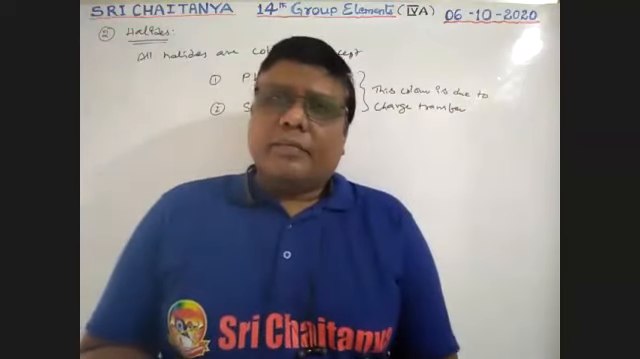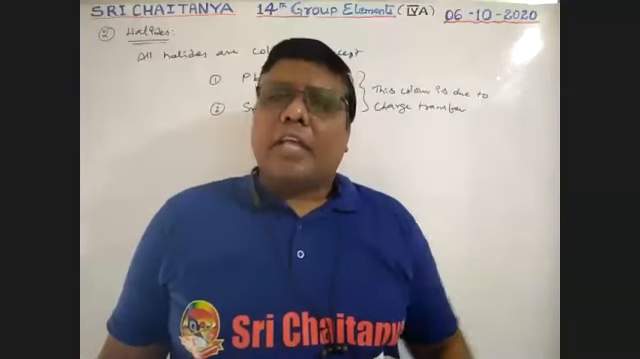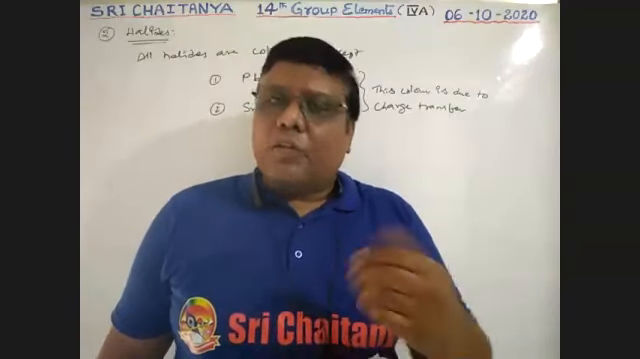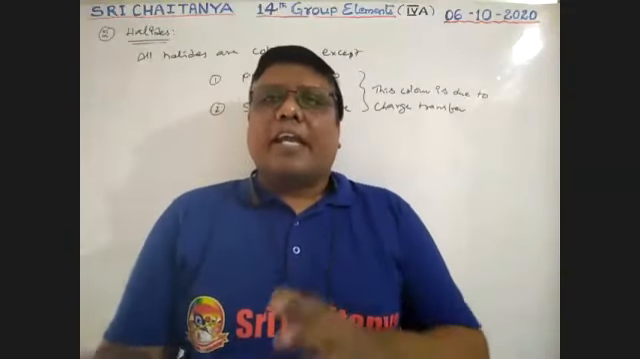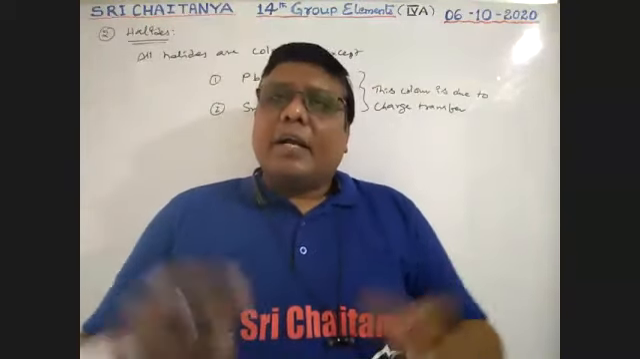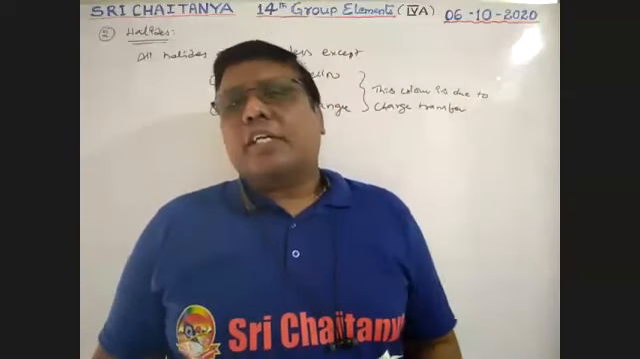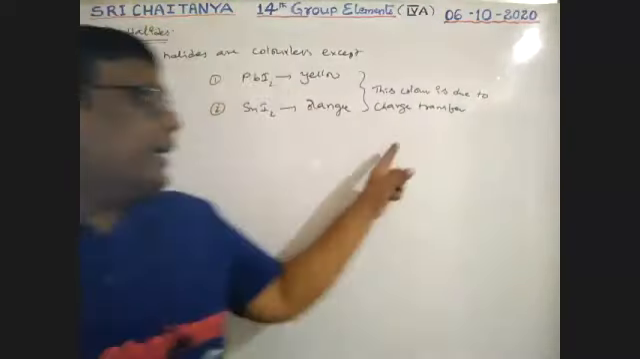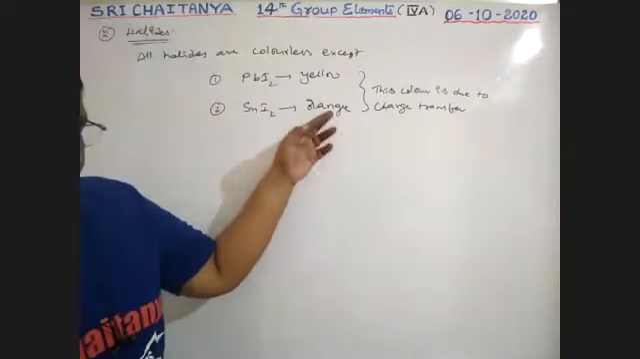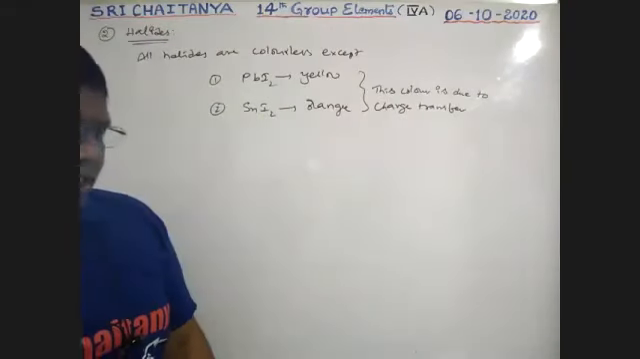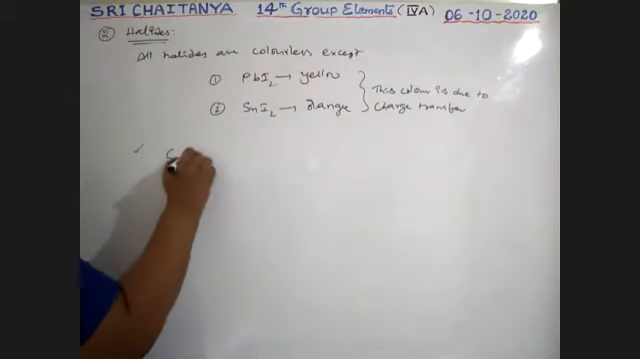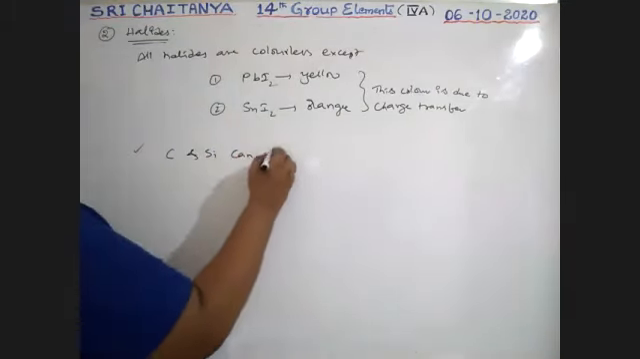Generally color is explained with the help of unpaired electrons: having unpaired electrons, colored; no unpaired electrons, colorless. But sometimes, even though there are no unpaired electrons, charge is transferred from anion to cation or cation to anion because of polarization. Because of the charge transfer, those may also exhibit colors. That concept is applied here, so PbI2 and SnI2 are yellow and orange. These colors are due to charge transfer phenomena.